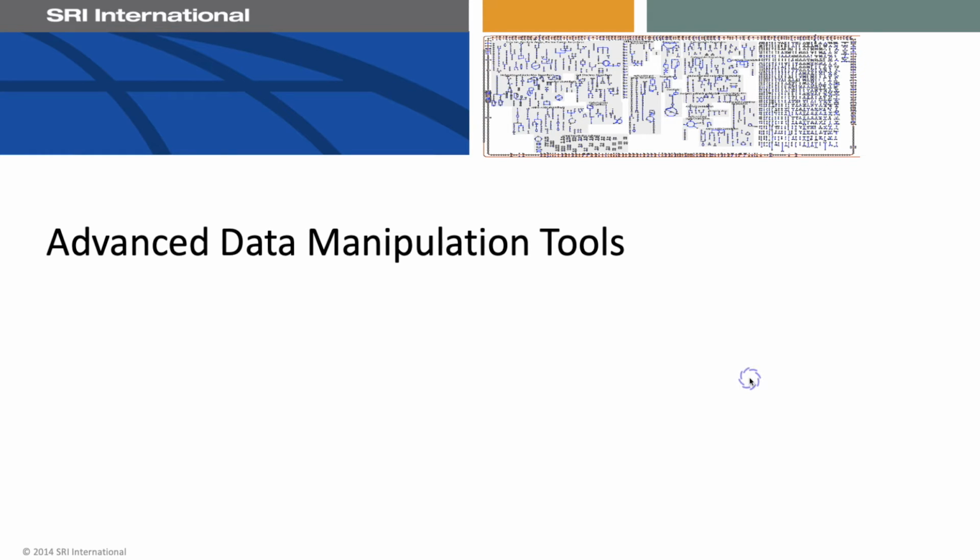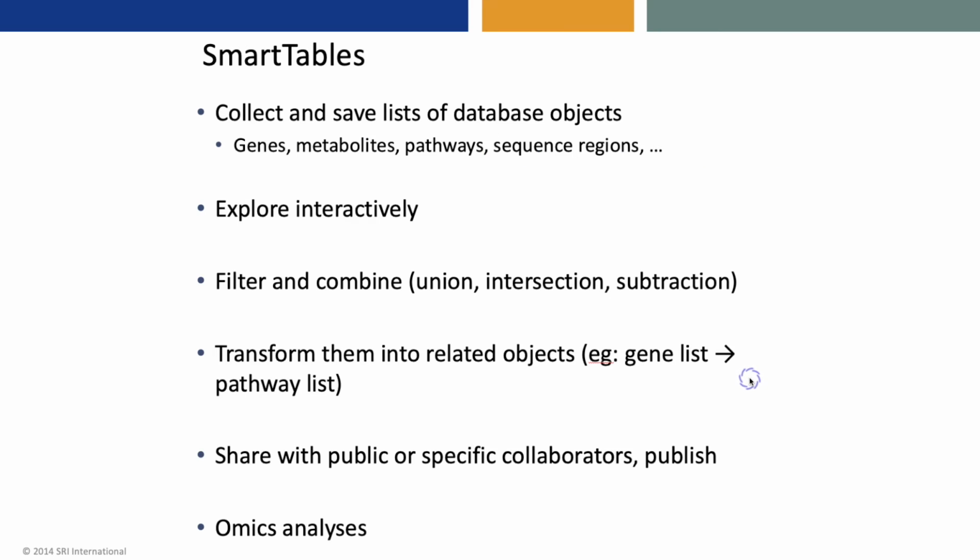Let's now consider one of the advanced data manipulation tools provided by Pathway Tools, which is called SmartTables. SmartTables enables the user to collect and save lists of database objects. It could be lists of genes or metabolites or pathways, etc. The user can explore them interactively, combine them through set operations, filter them by removing items that match a given search string, and transform them into related objects. So for example, we can transform a gene list into a pathway list.